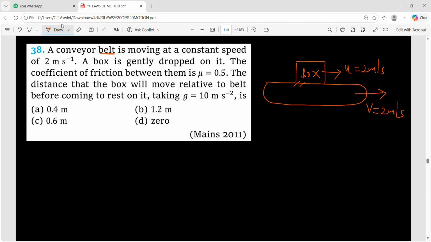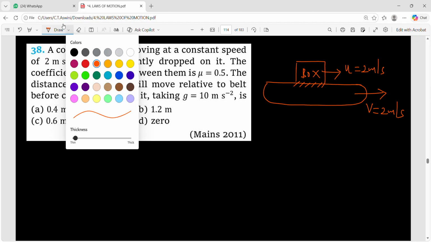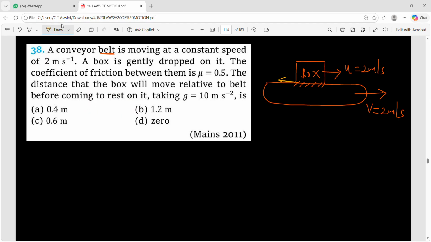So when the box is dropped on the belt, there is a contact. That means frictional force is present. So what will be the direction of frictional force on the block now? Opposite direction. And the coefficient is given as 0.5. The coefficient of friction between them, how much is it? 0.5. The distance that the box will move relative to belt before coming to rest. See what they are asking? They are asking to find the stopping distance. Before coming to rest, how much is the distance moved? What is that called? Stopping distance.